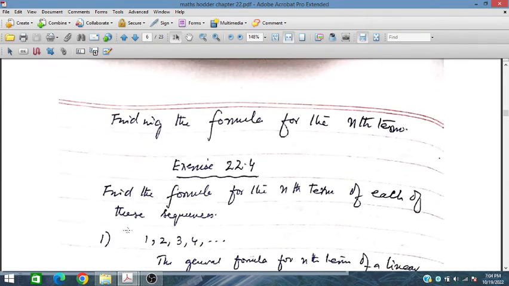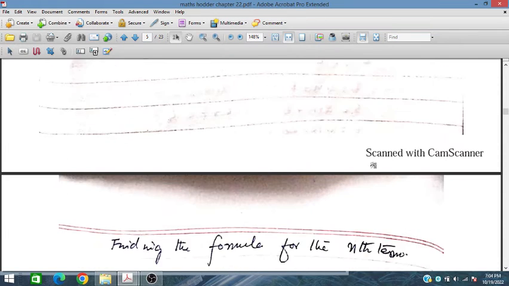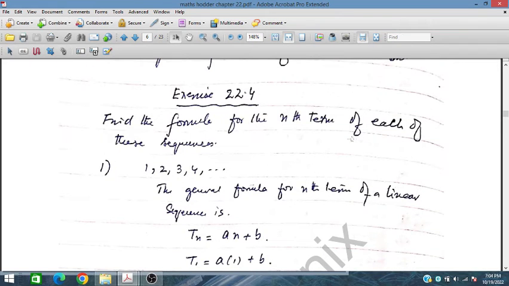So next, the last one is important, n cube. So this is 1, 8, 27, 64. Then 5 to the power 3 is 125, and then the next one. So we're finding the formula for the nth term, and this is the formula for the nth term of each of these sequences.